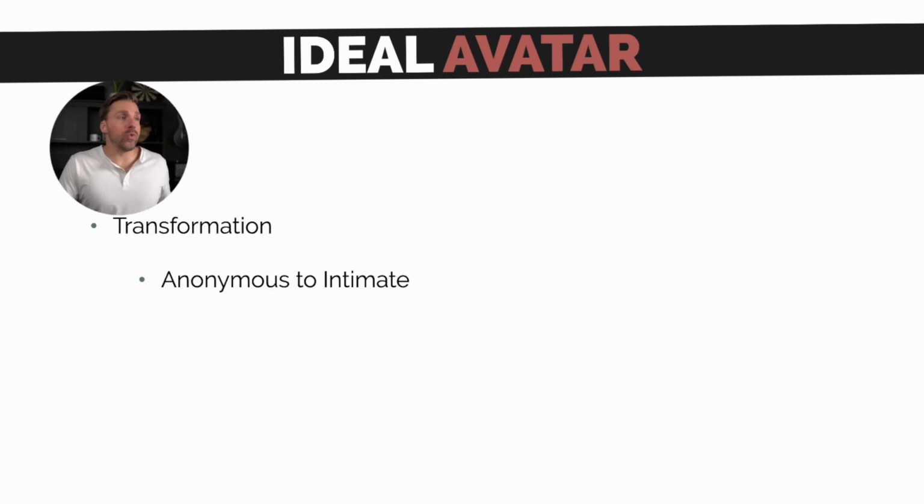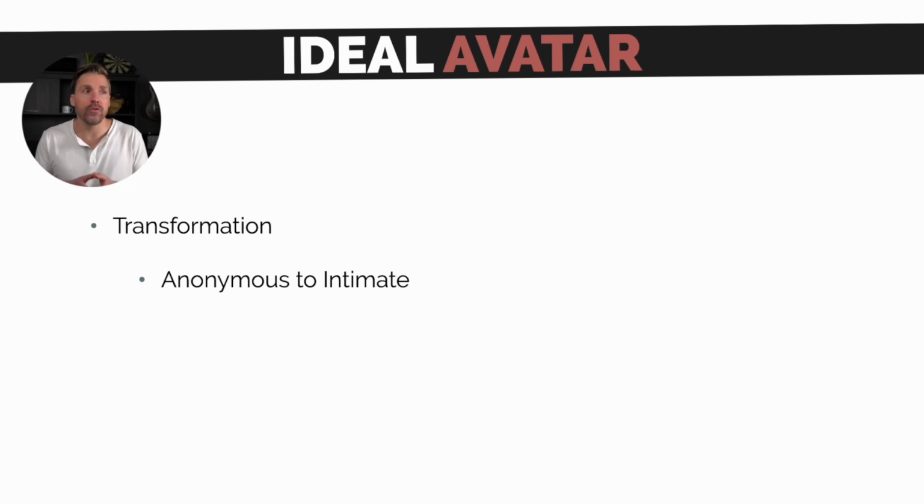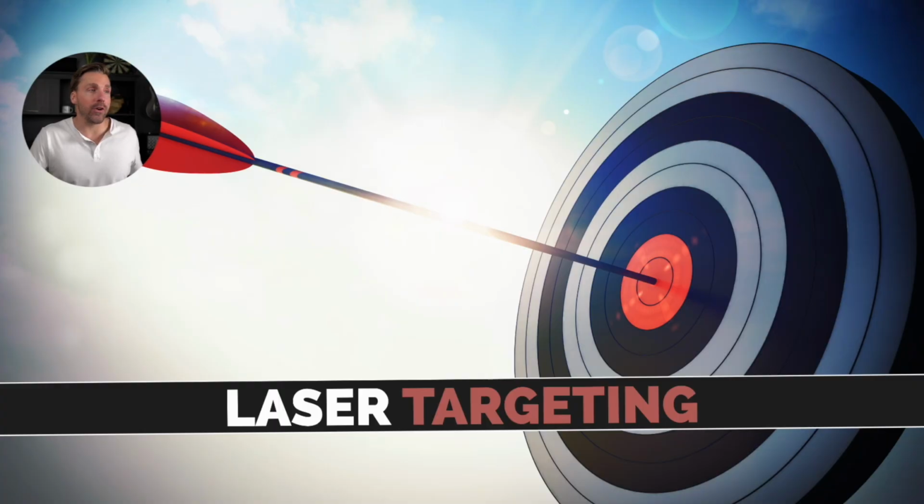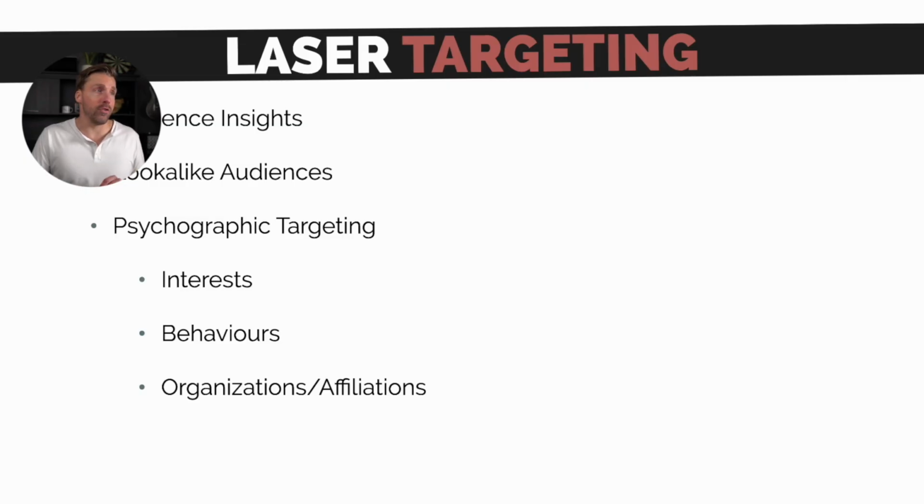Now, when you get this right, well, the transformation moves from anonymous to intimate. And that's the incredibly important takeaway here, is that customers don't buy when they understand, they buy when they feel understood. And the only way to make someone feel understood is when you can actually put yourself in their shoes. You can be empathetic and you can resonate with what they're going through. So very important to nail that right. But once you've got it, well, now we can move on to that laser targeting aspect and making sure that you're putting that in front of the right people.